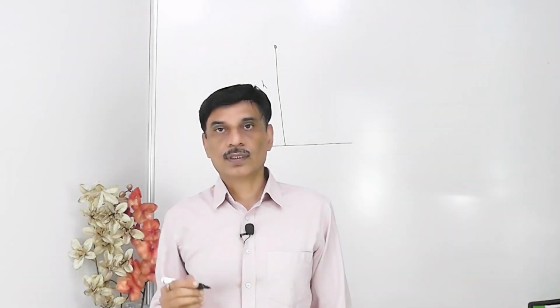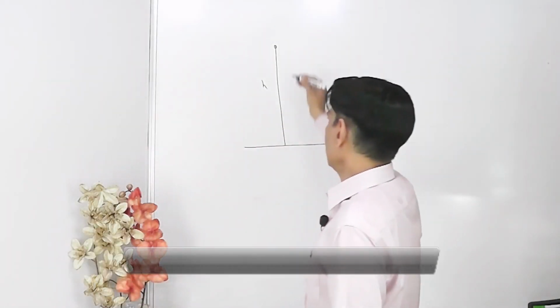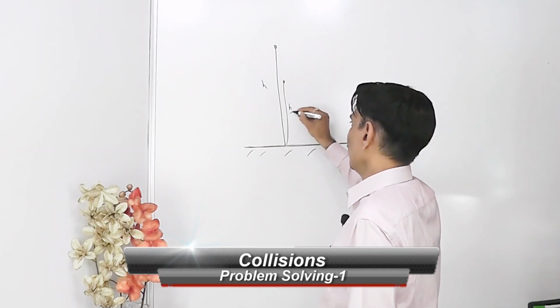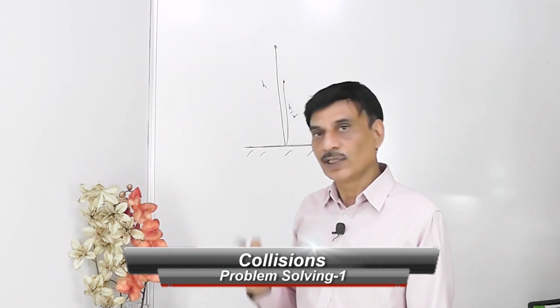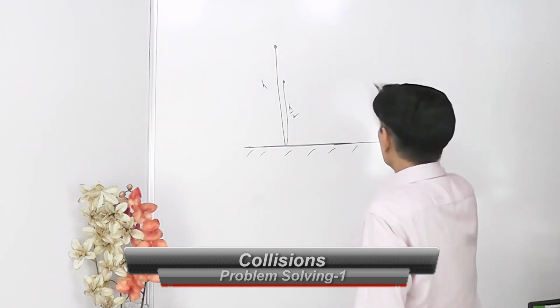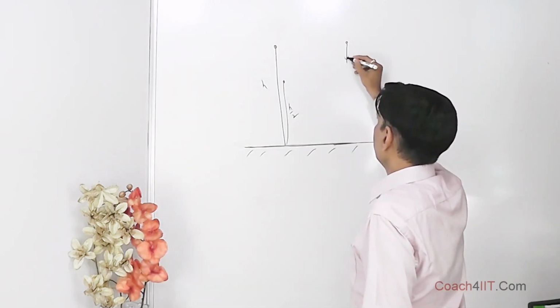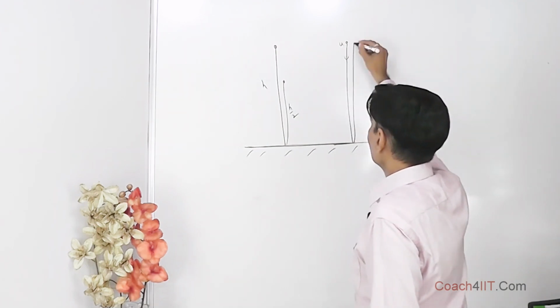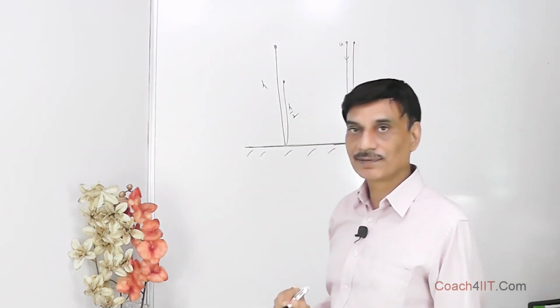Simple case where a body has been dropped from here and it rises to a height h by 2. Suppose this is the case. Now the question is, what is the initial velocity that should be given so that it once again rises to the same height? So that is the question.